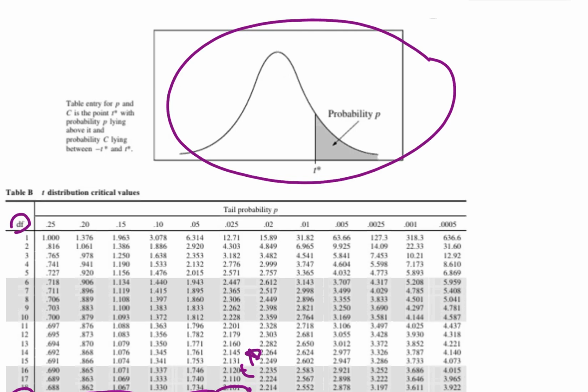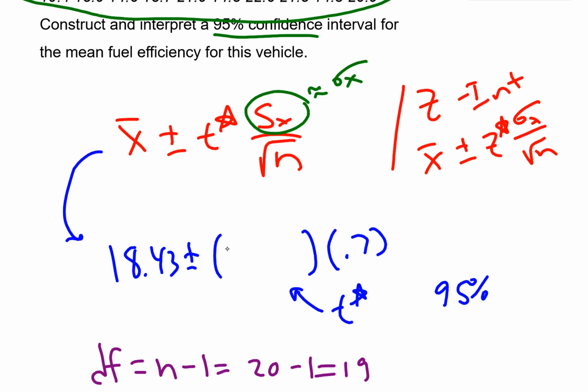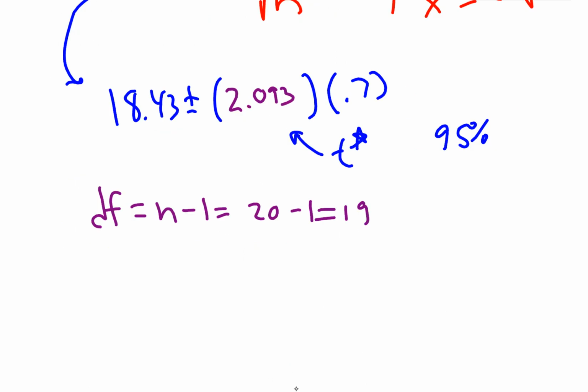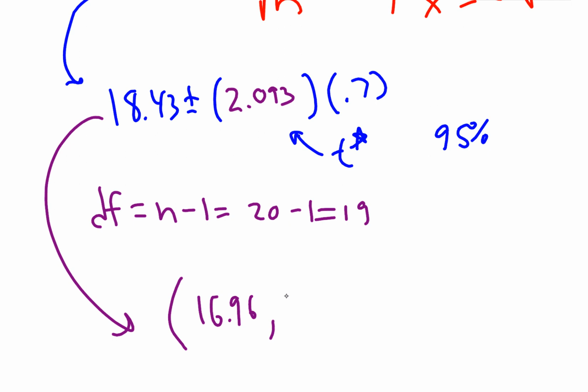So we can take that. Oh, I forgot what it was. It was 2.093. So we'll go back. We'll put that in here, 2.093. And then we're ready to finally calculate our confidence interval. And depending on how you round, you're going to get numbers like, say, 16.96 up to about 19.9. And that's it. That's how you do a one sample t interval.